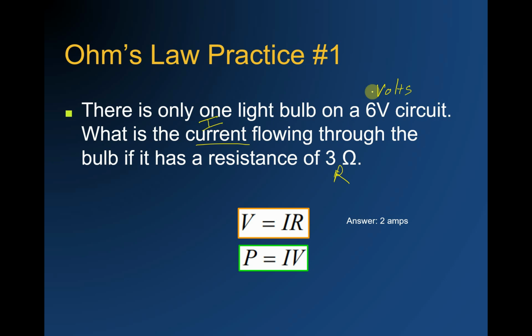So we have volts, we have resistance, we have current, and we're solving for I. So we know volts, resistance, and we're solving for I. It looks like Ohm's law is all that we need. We can plug in our 6 volts right there. We can plug in our 3 ohms right there, do a little division, and we get our 2 amps.